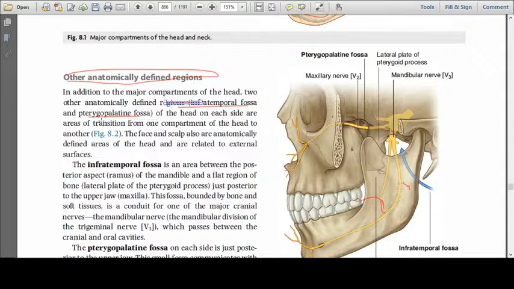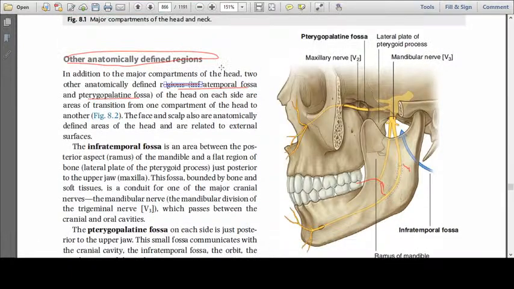In addition to the major compartments of the head, there are two other anatomically defined regions on each side of the head: the infratemporal fossa and the pterygopalatine fossa. There is a temporal bone within the skull. Infratemporal basically means the region below the temporal bone, so there is a fossa, the infratemporal fossa, which we'll be looking at very soon. And the pterygopalatine fossa, related to the pterygoid bone and palatine bone. The fossa must be in relation with these bones, so it is called the pterygopalatine fossa. We'll be looking at it as well. So let's look at it.